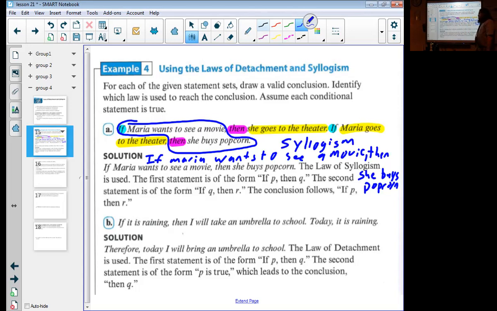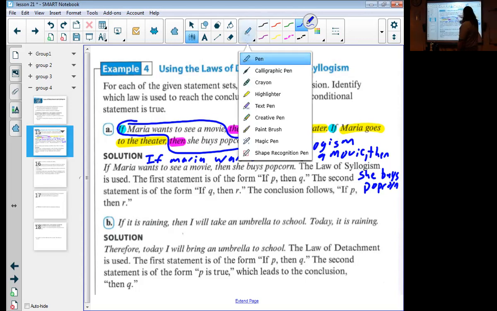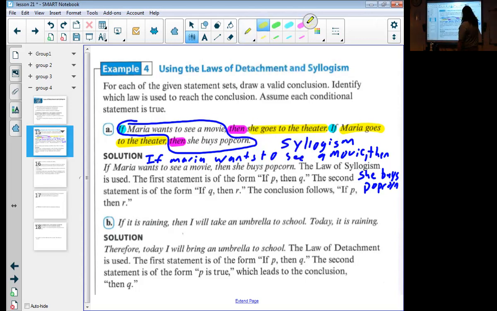Now looking at B, it says, if it is raining, then I will take an umbrella to school. So we once again have an if and a then. But here our second statement doesn't have an if. It is just a statement. It is not a conditional statement.